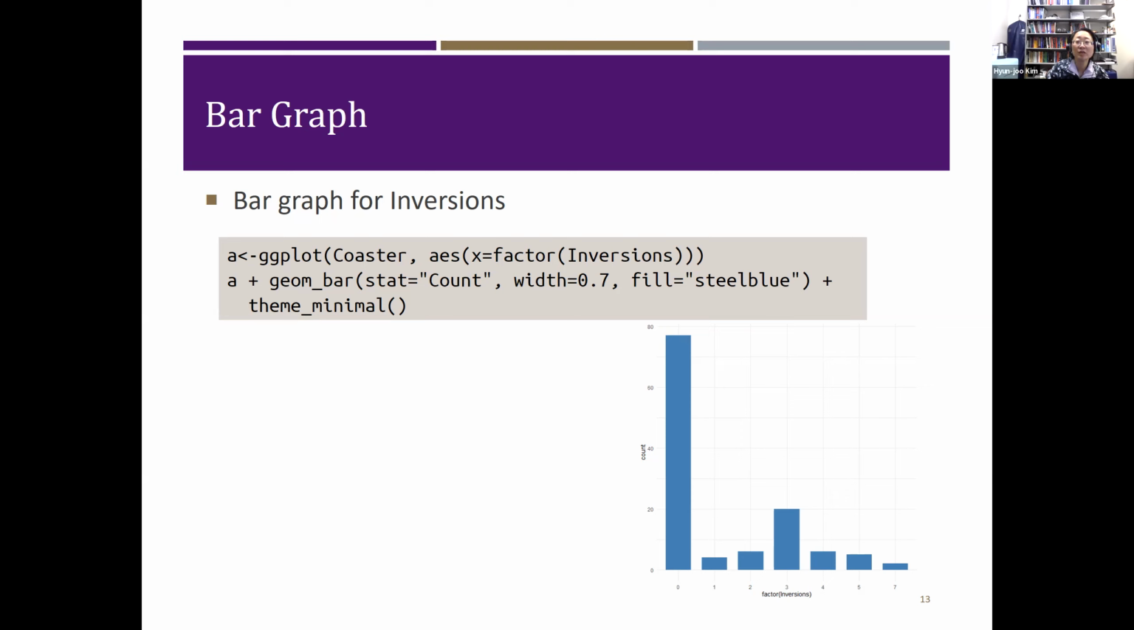The option theme underscore minimal changes the background of the graph to minimal. From the bar graph, we see there are a lot of roller coasters that do not have inversions. If they do, the number of inversions is between 1 and 7, and the most common number is 3.